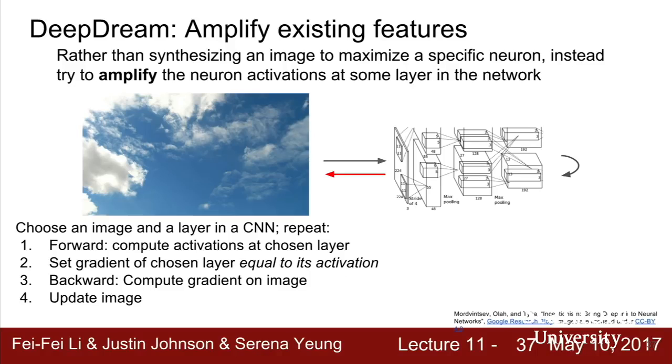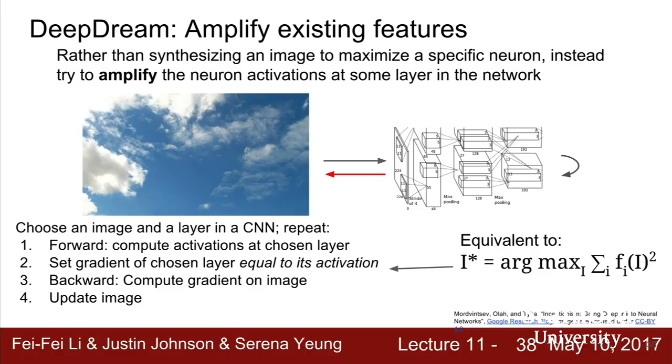convolutional network up to some layer, and now we backpropagate and set the gradient at that layer equal to the activation value. Then backpropagate back to the image, update the image, and repeat, repeat, repeat. This has the interpretation of trying to amplify existing features that were detected by the network in this image, right? Because whatever features existed on that layer, now we set the gradient equal to the feature, and we just tell the network to amplify whatever features you already saw in that image. And by the way, you can also see this as trying to maximize the L2 norm of the features at that layer of the image.